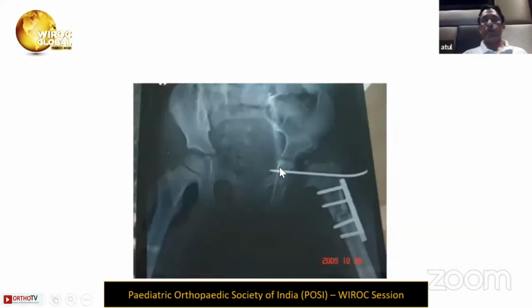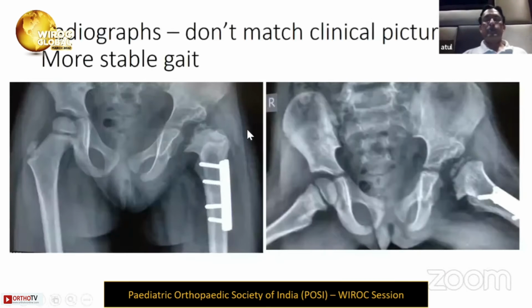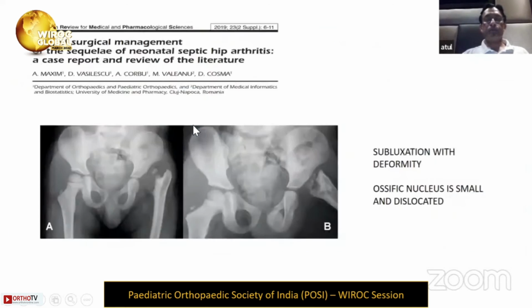This child underwent varus osteotomy, wire fixation to stabilize the head, spica for 3 months, and this was the final picture. Now, the X-rays sometimes don't match the clinical finding, and the child will have a stable gait, will have reasonable function, but the X-rays will always show more damage than what is actually seen.